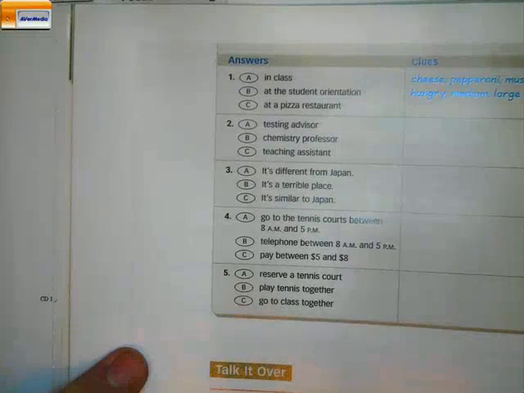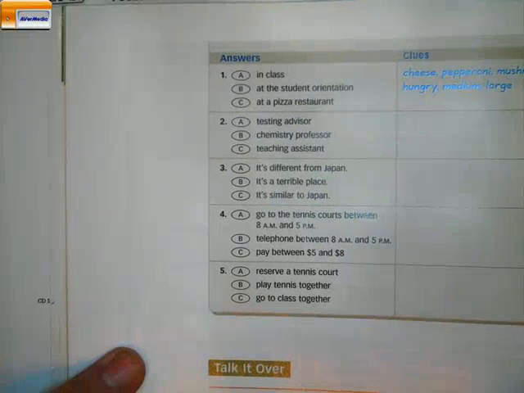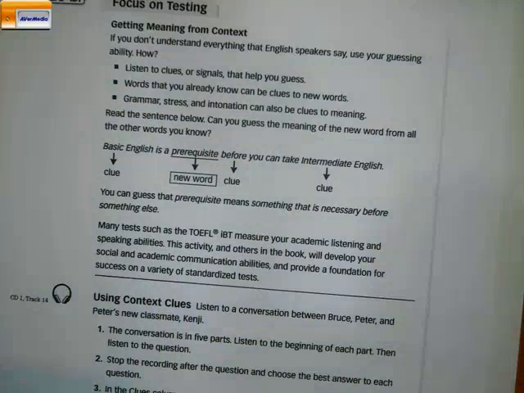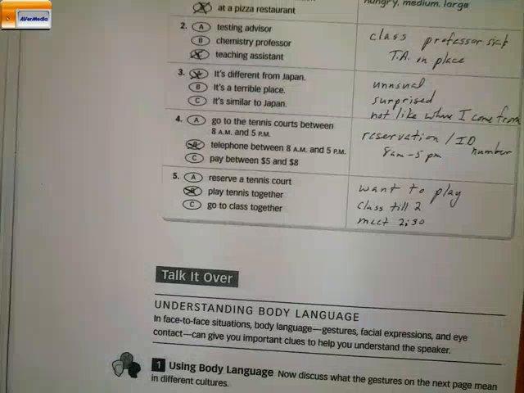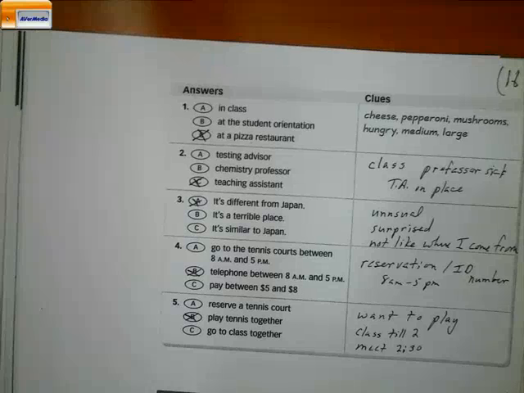A testing advisor, a chemistry professor, or a teaching assistant? Well, I'll show you the solution here. What you should have chosen was teaching assistant. Now I have to get this in the right place here. All right, there. Teaching assistant. Why? Because you heard about a class professor. You heard a TA taking his place. And so teaching assistant would be the proper solution, the best choice of those three.